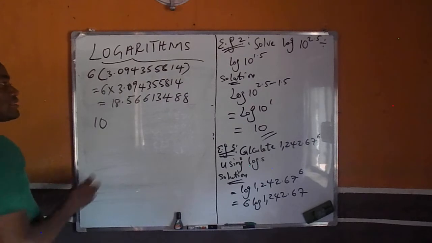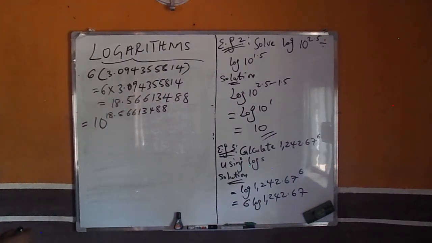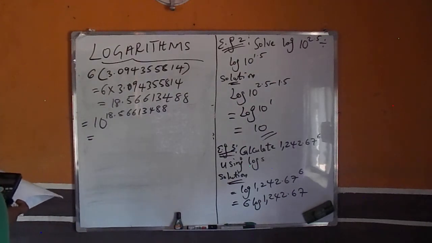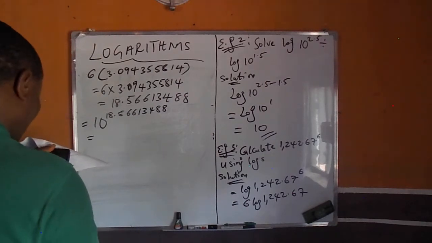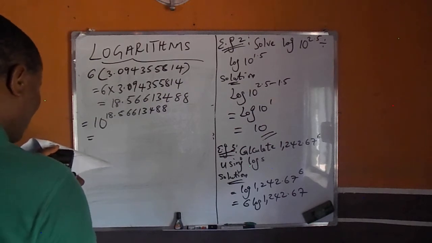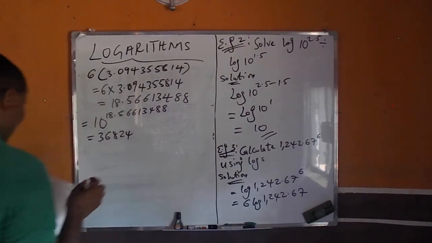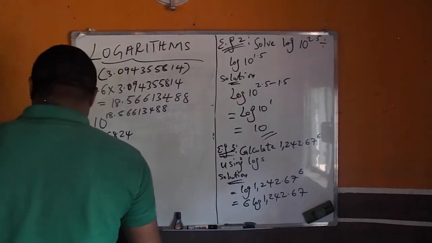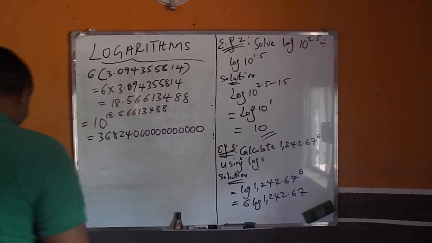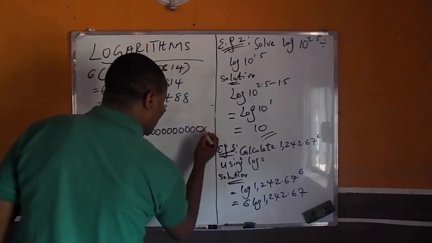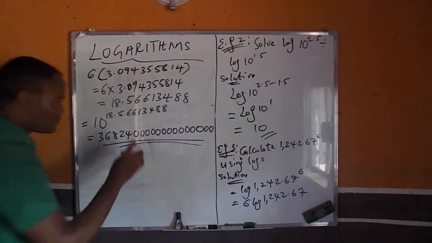Now, to get our final answer, we say 10 raised to power this answer we have gotten, which is 18.56613488. Now, our final answer equals 10 raised to power 18.56613488, which equals 3.6824 times 10 to the power 18. So this is our final answer. 10 raised to power this will give us this.